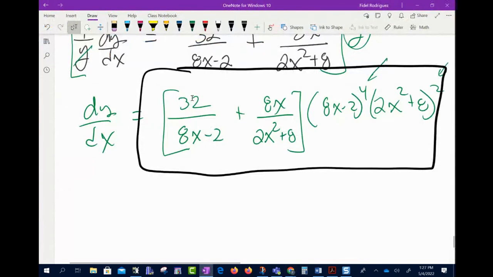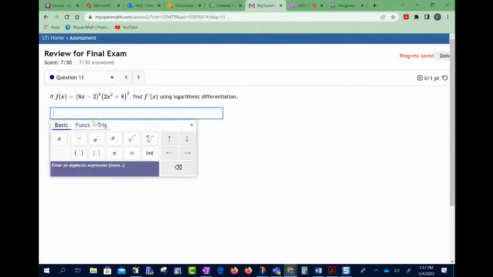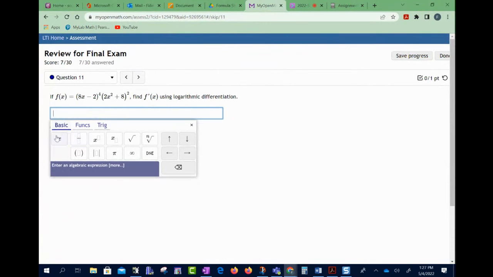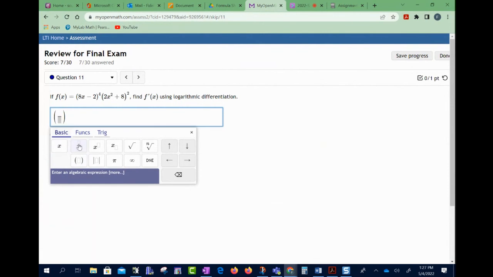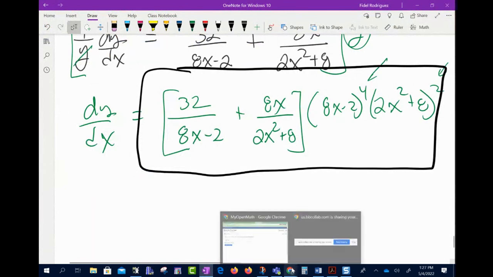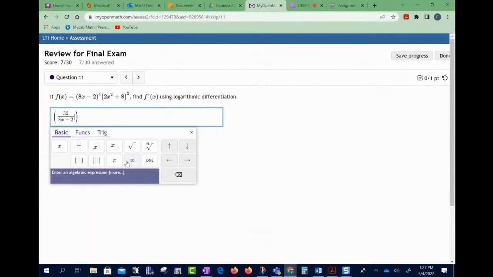So I'm going to go parentheses, all this kind of stuff here. 32 over 8x minus 2. Okay, so let's try this. Actually, before I do a fraction, I'm going to do parentheses. Then a fraction, 32 over 8x minus 2. And then we had what? Plus 8x, plus, let's do a fraction again, 8x over 2x squared plus 8.